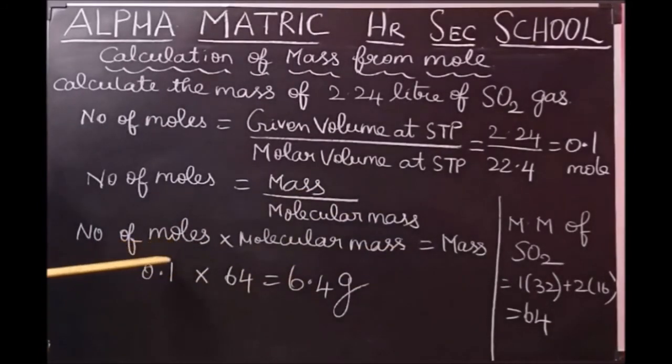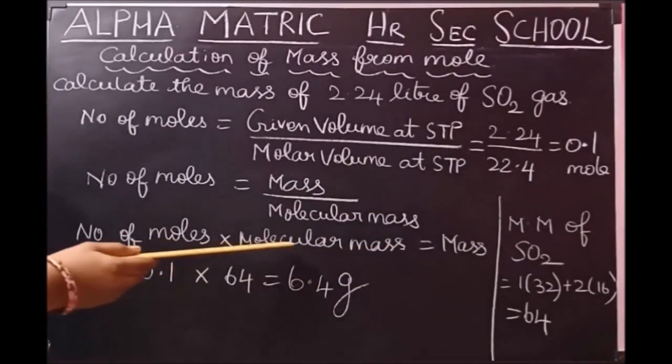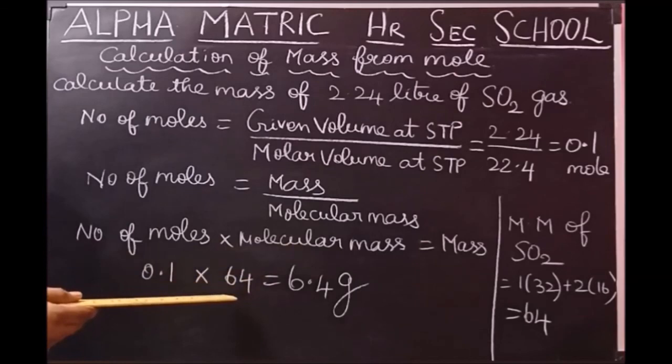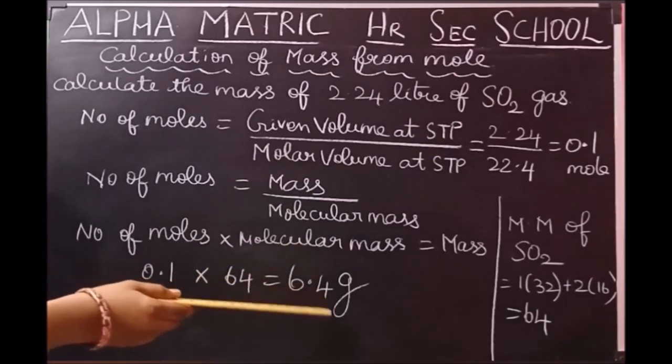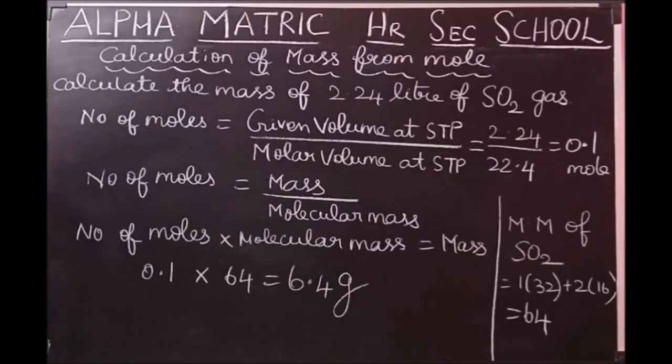Substitute: number of moles 0.1, molecular mass of SO2 64. If you calculate, we get the answer 6.4 gram. Now we have found the mass.